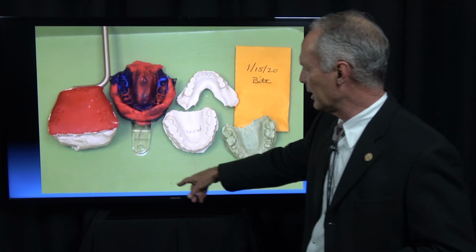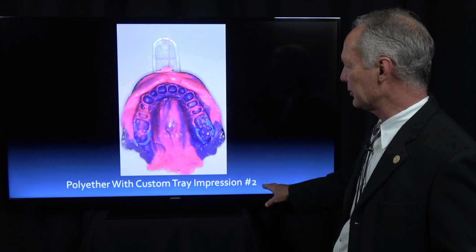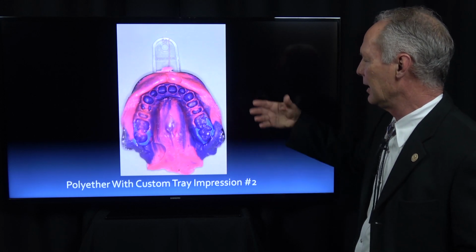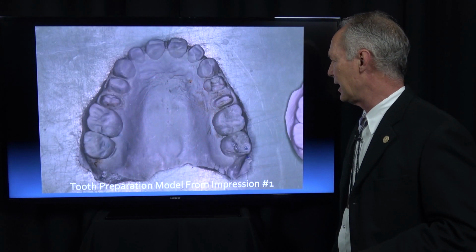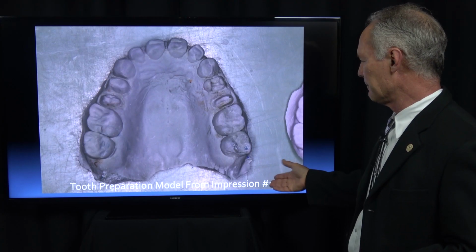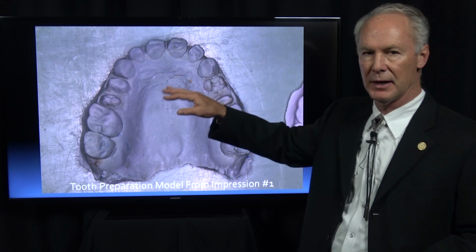Then an opposing model, and this is a face bow. So here's the polyether with custom tray impression. It's the second impression we take, and we don't pour this one. The lab pours this one, and from that he fabricates the dies. So this is the tooth preparation model poured from impression number 1, which is a reversible hydrocolloid impression. Now those have to be poured within a couple of hours, so we pour that model in our office.